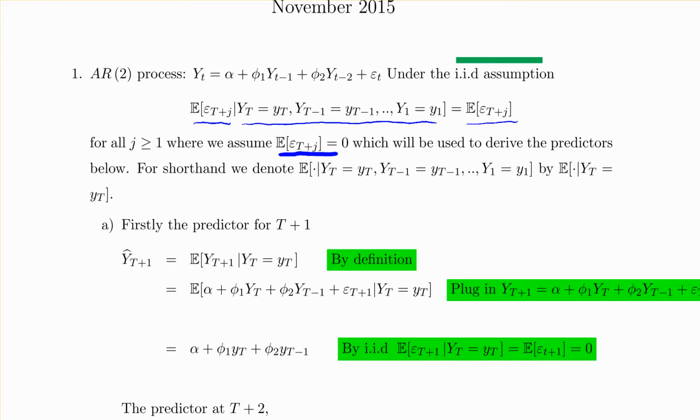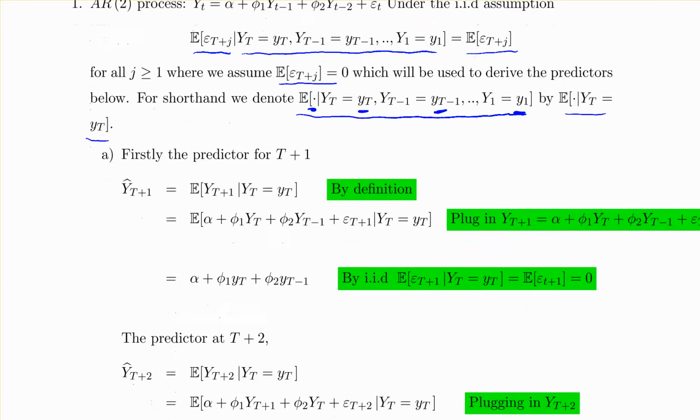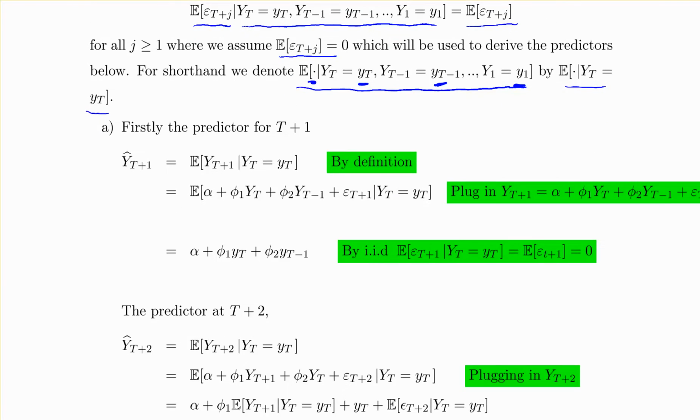So throughout, we use shorthand that the expectation of any variable given the sample outcome, we just write it as E of the variable given Yt equals little yt. So remember, capital Y refers to the random variable and little y refers to the sample outcome. So this just says the average value of whatever variable it is, given that we observe this particular sample outcome, which is our data.